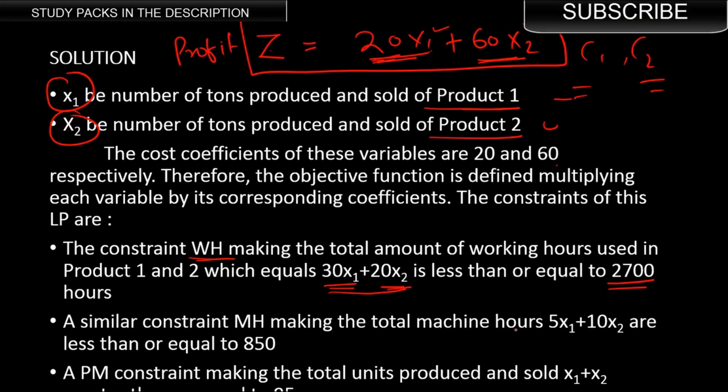Similarly, for the machine hours, we'll just use the same way of formulating. Well, we have 5 hours taken for product 1 and 10 hours taken for product 2, and that sum product should be less than or equal to 850 because that's the maximum available to us. Total units to be produced should be greater than or equal to 95. So x1 plus x2, the sum of x1 and x2, should be greater than or equal to 95. So that's the third constraint.